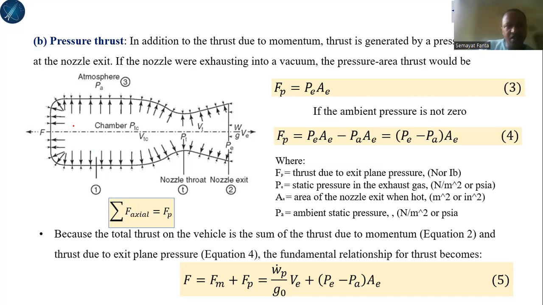Okay, so we decompose the pressure vector. Every pressure here, in every point, this pressure will be resolved into a normal component and a radial component.